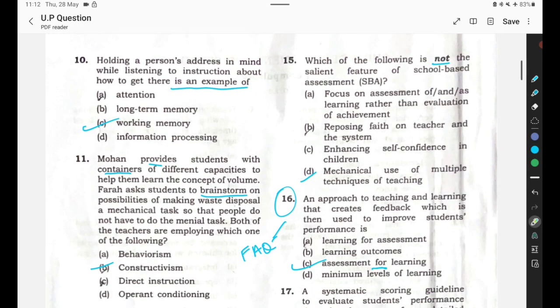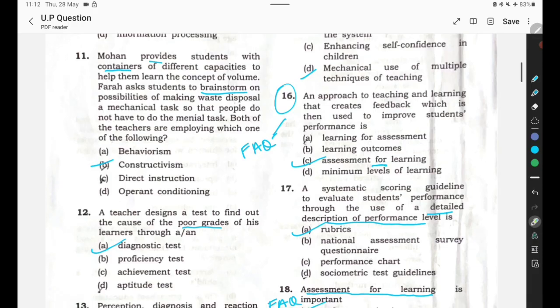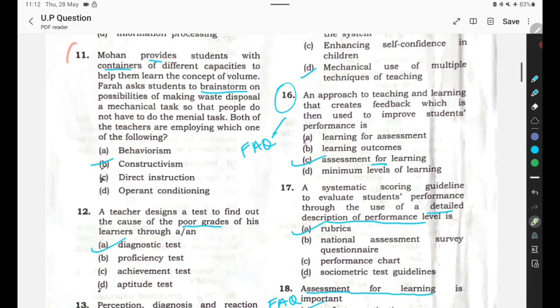Number 10, holding a person's address in mind while listening to instructions about how to get there is an example of working memory. Question number 11, you can do it by yourself. This is so easy.